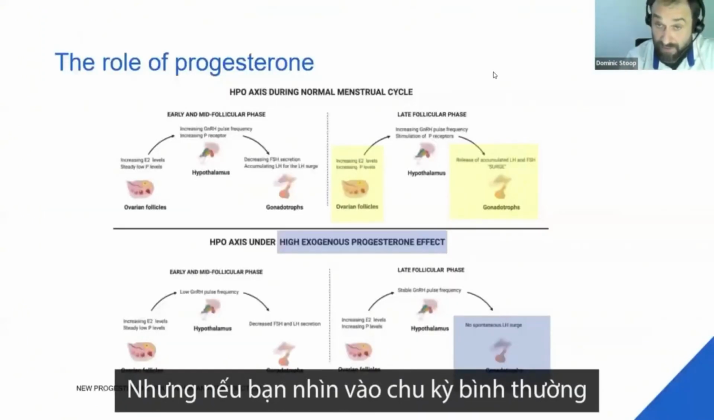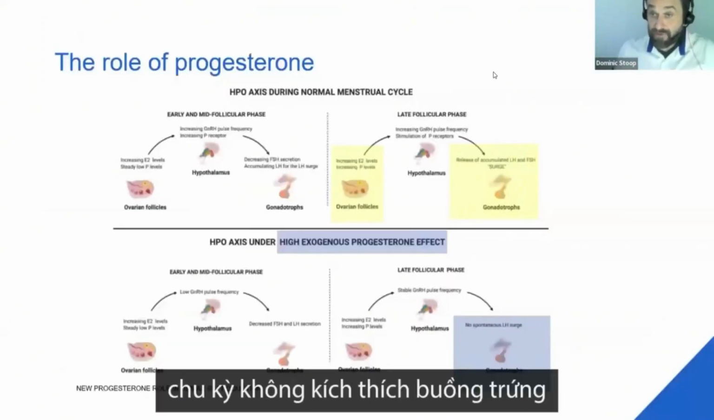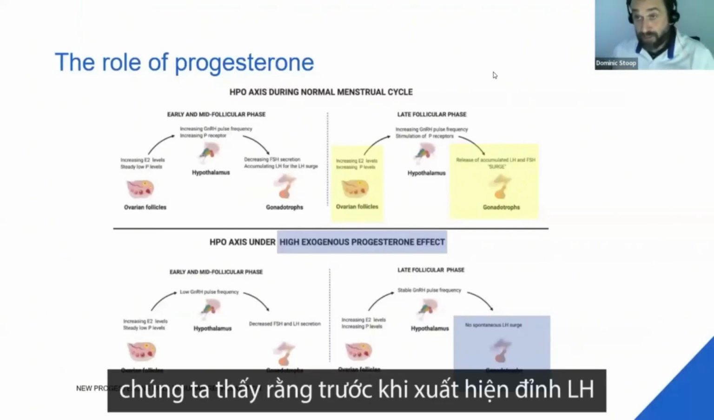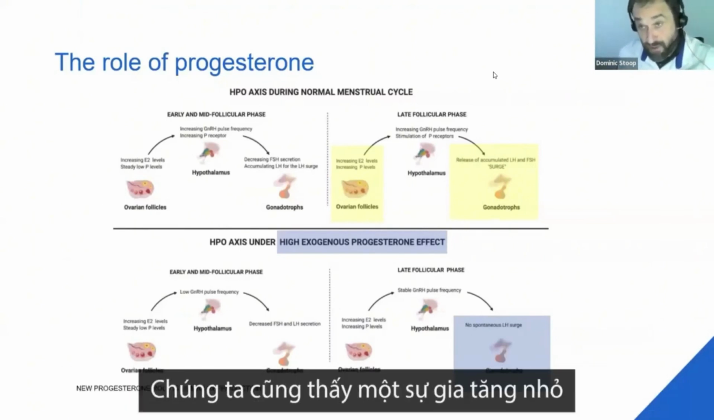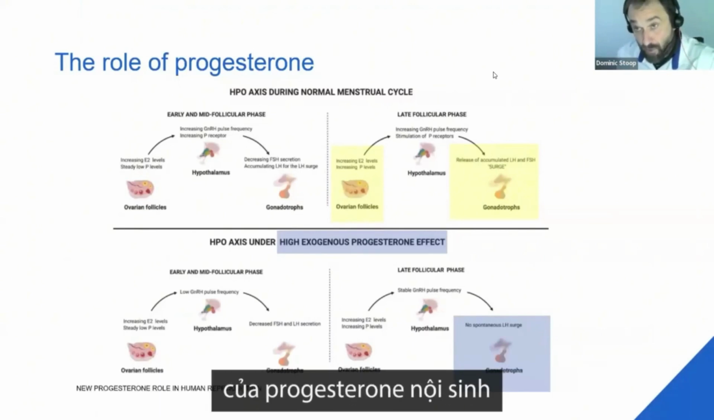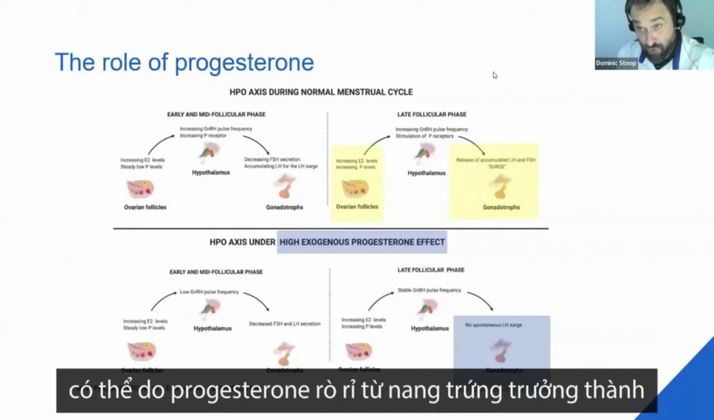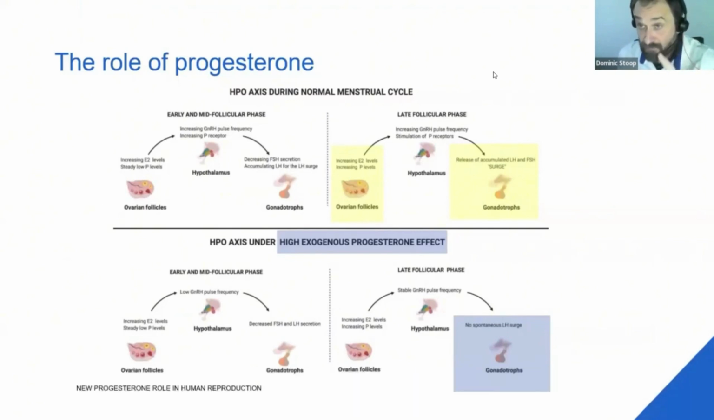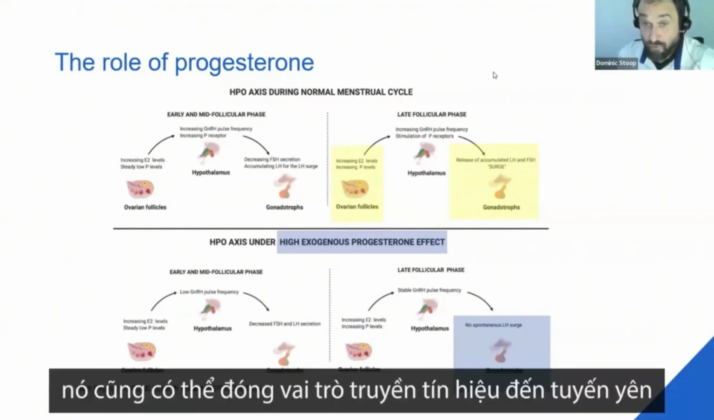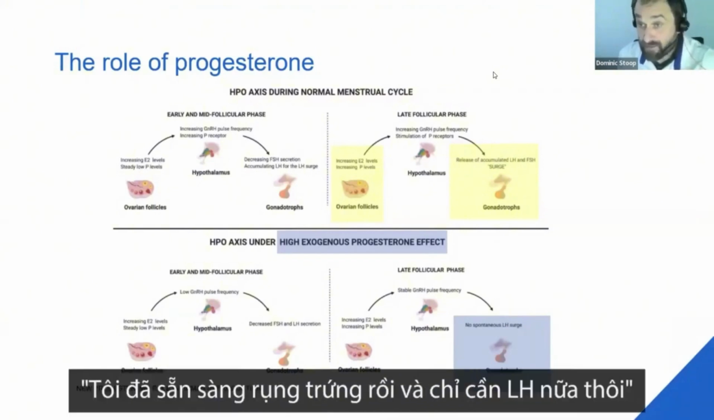But if you look at the normal, non-stimulated cycle, we see that prior to the LH surge, we see, of course, the estradiol increase of the growing follicle. We also see a small increase of endogenous progesterone, probably leaking from the maturing follicle. And that progesterone comes into circulation, and in some way, potentially, it may also have its role in signaling to the pituitary, hey, I'm ready to ovulate, just let the LH go. So it makes a lot of sense.